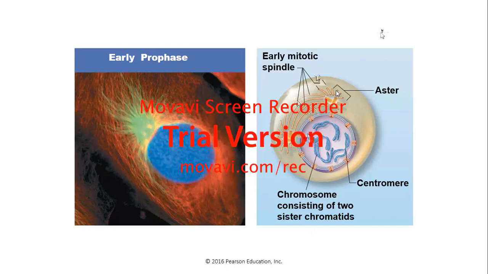So in anaphase, you see right here that the chromosomes are now being pulled to separate poles, okay, anaphase. There you go. They are being pulled to separate poles of the cell.